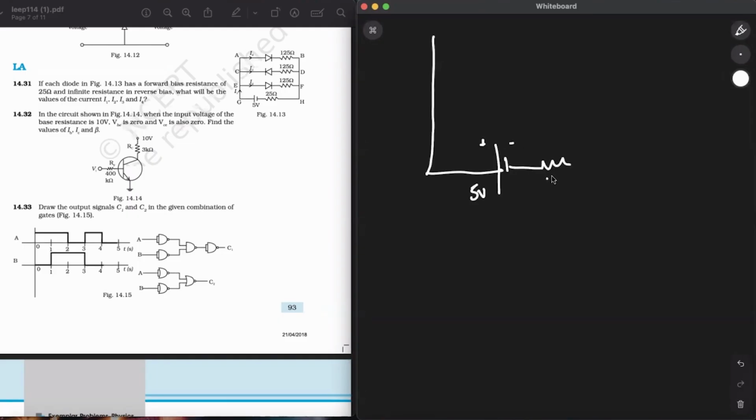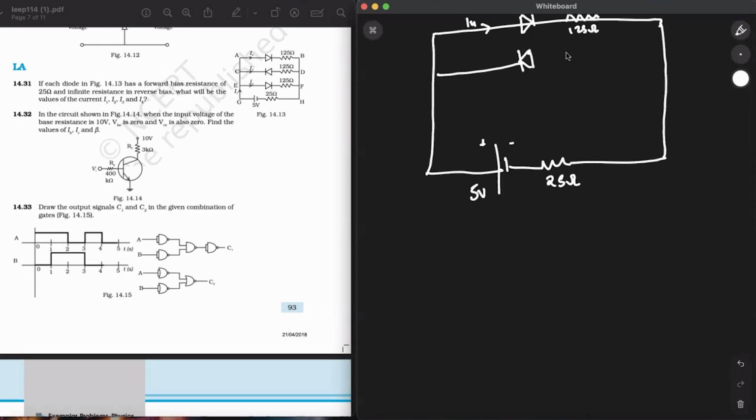This is a 25 ohm over here. Then it will go up. This diode is forward biased. There is a 125 ohm over here. I'll say that this is the current I4 over here. Now coming from this side, this is the reverse bias condition. 125 ohm over here. But since the resistance due to this will be infinite, the value of the current I3 will be equal to 0, right?